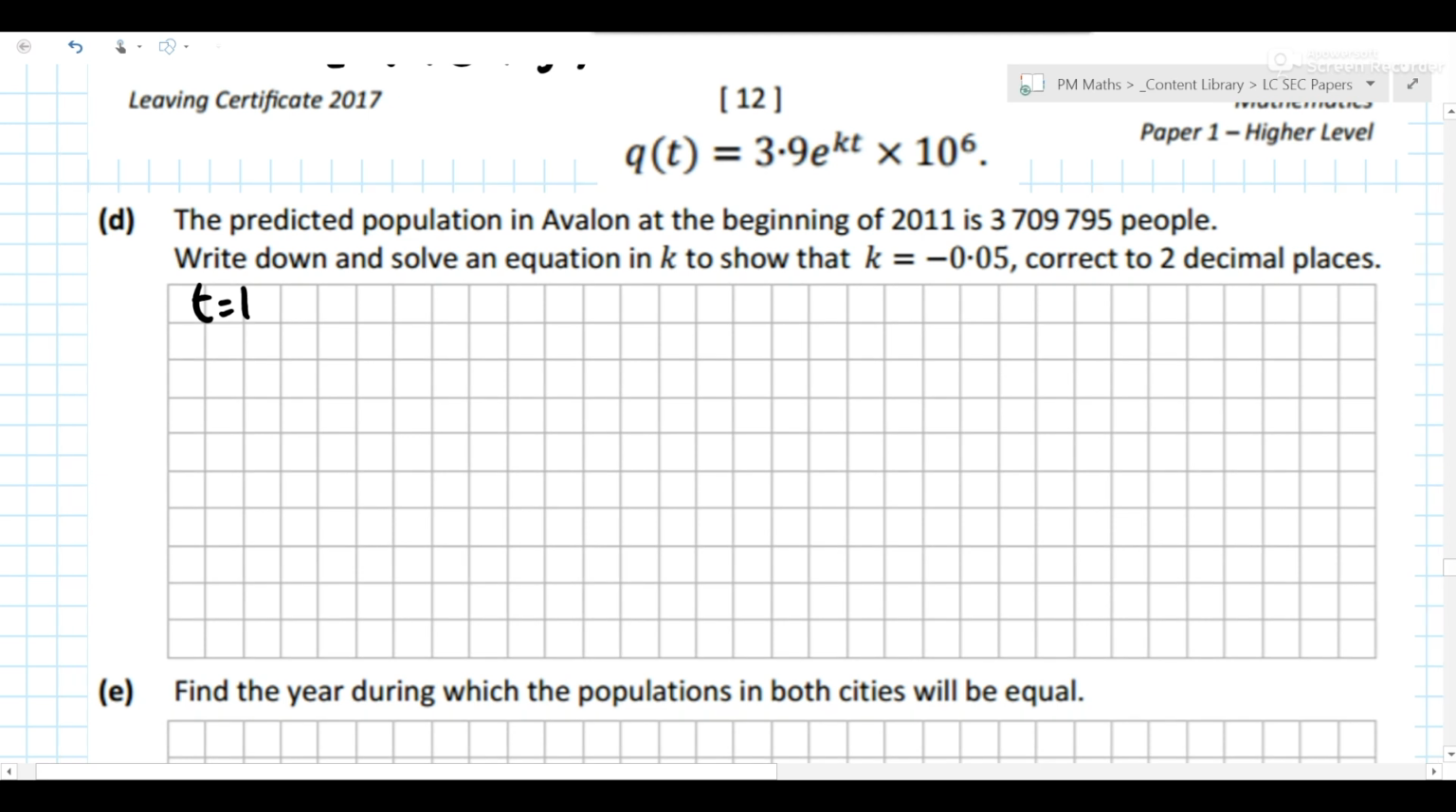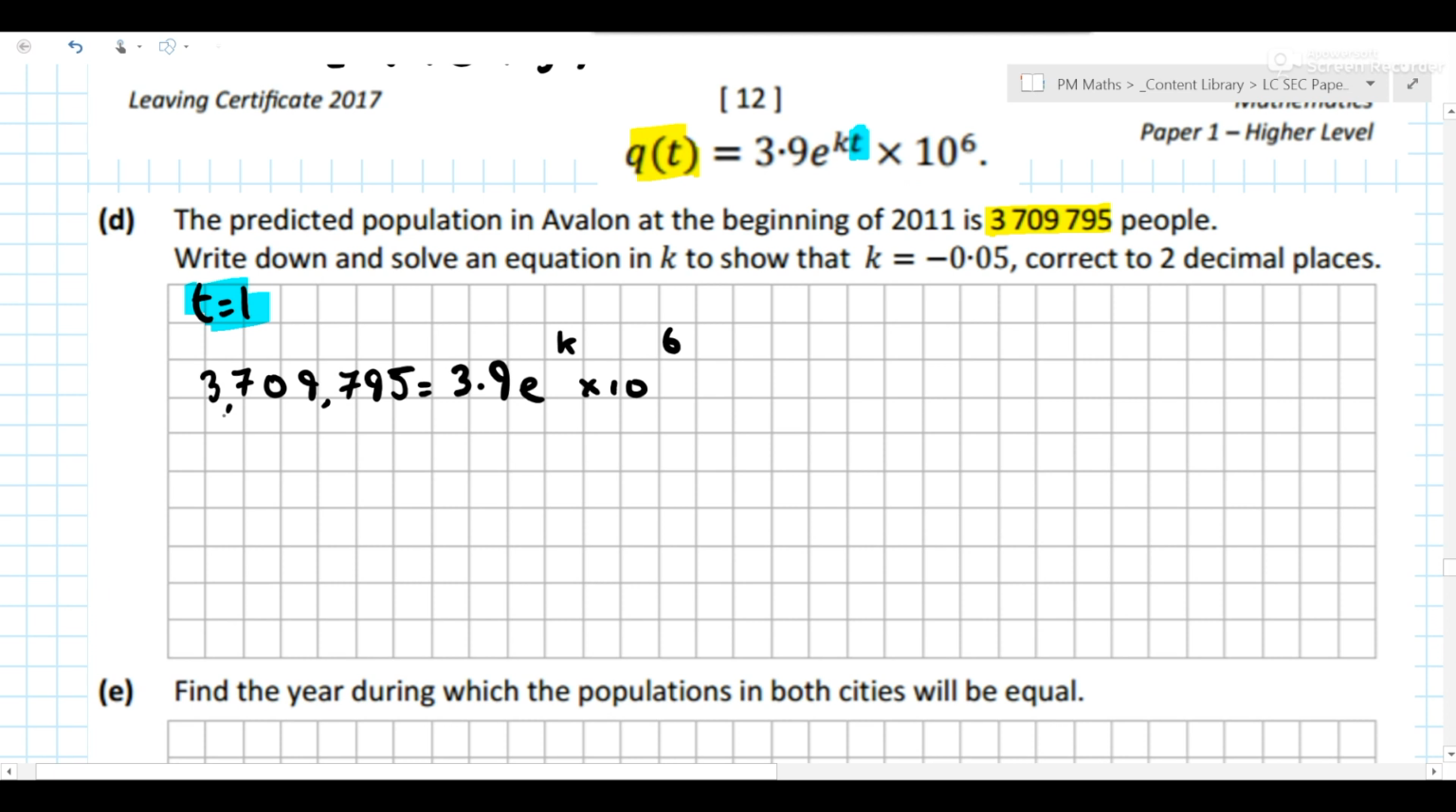So we know the population, which is Q of T now, is this number. We know T is 1. And we need to find K. So 3709795 is equal to 3.9 e to the K, and this is a 1 here. I'm not going to write it in because K by 1 is just 1, by 10 to the 6. Now, this is an equation with 1 unknown, so we should be confident that we should be able to solve it.